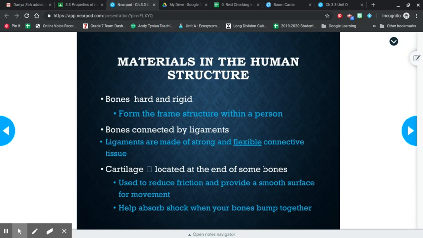So ligaments, here's an example. The thigh bone is connected to the shin bone by a ligament. Okay, so those are the bands. They're strong, flexible connective tissue. So it connects the thigh bone and the shin bone. That would be an example of a ligament. Cartilage is at the end of some of the bones, and it's almost rubbery. Sometimes if you're eating chicken, you have the bone and then you have that weird rubbery, white, clearish, almost translucent piece. That would be cartilage.